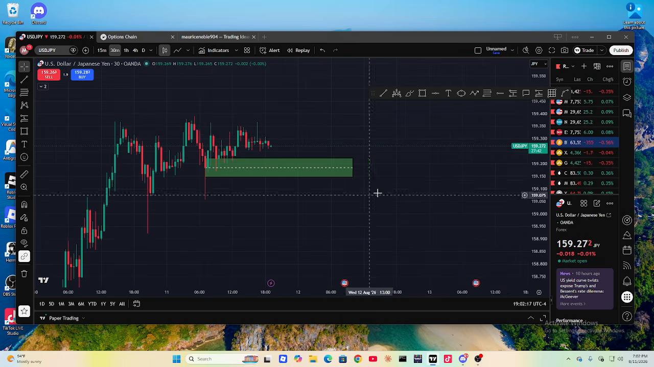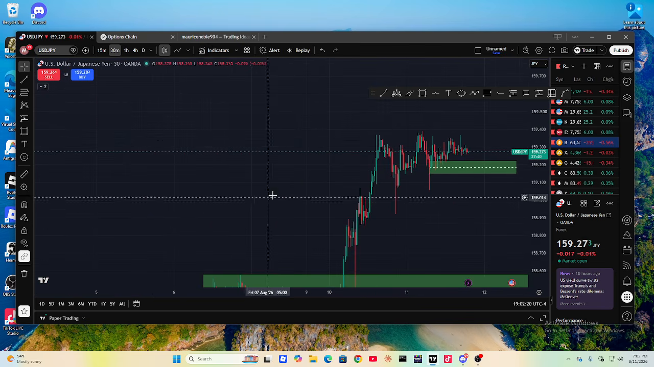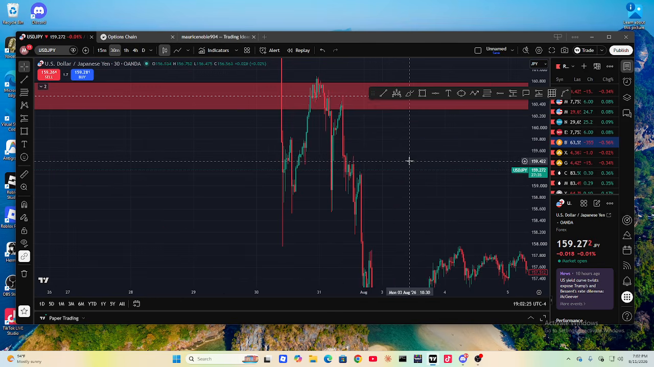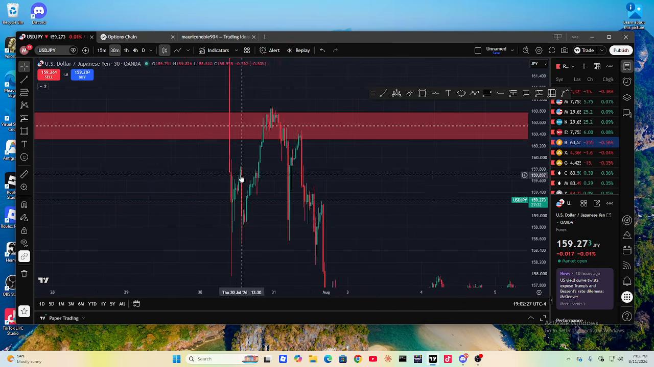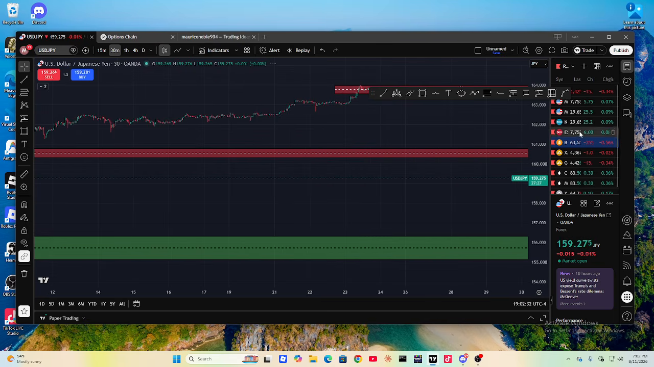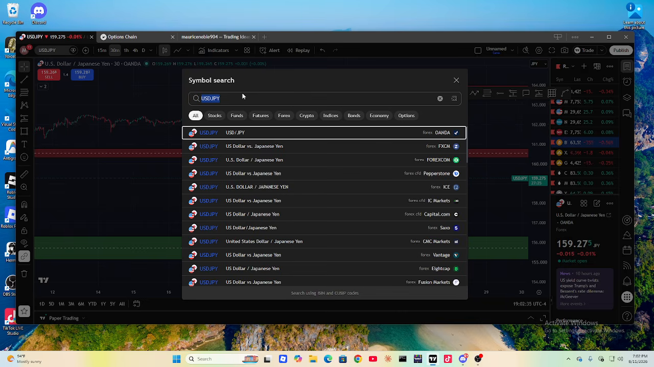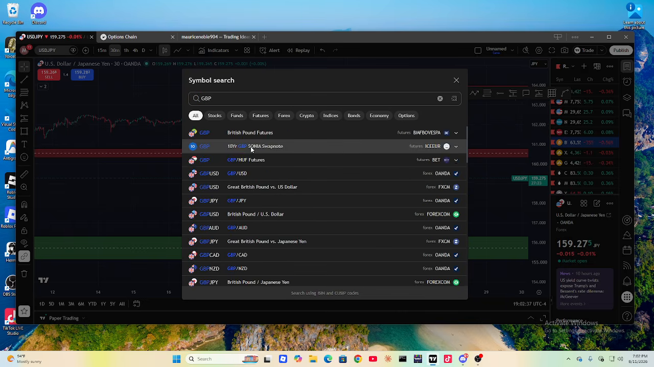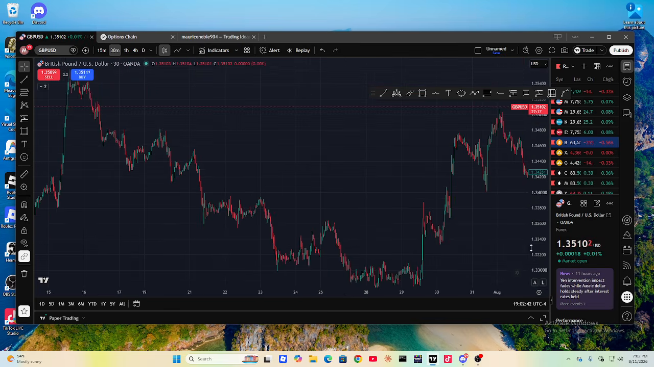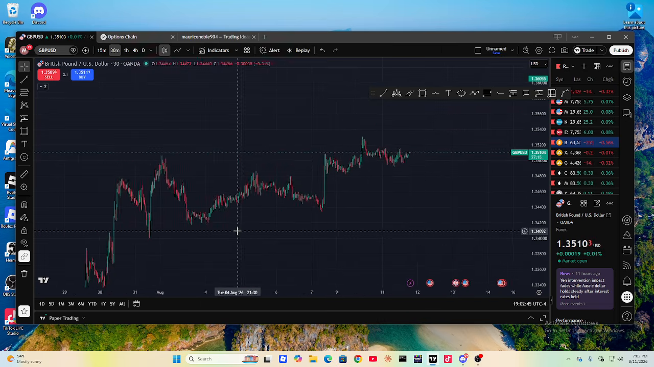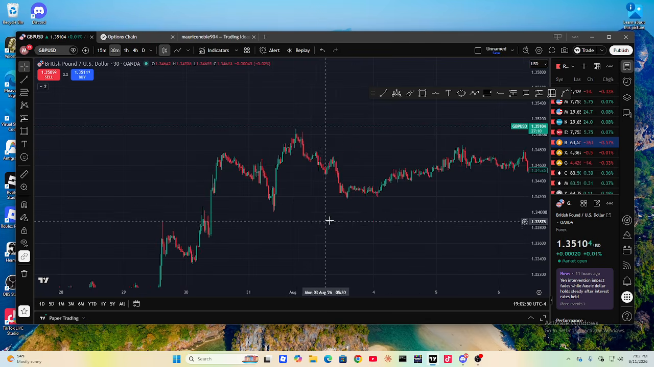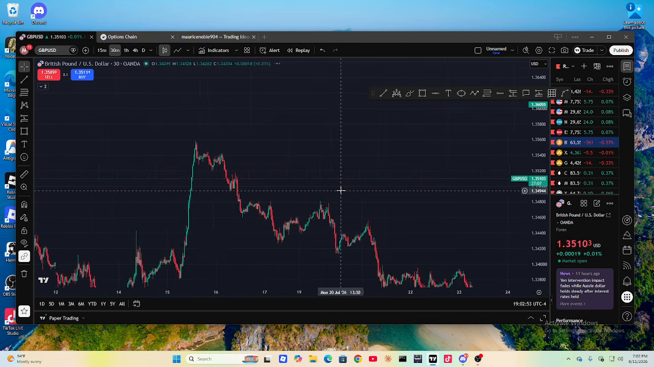Now for sales, it's the same concept. Sales is the same damn concept. So let's say price was here. Actually, let's find another chart that's actually in sales so it can look better. Real quick, I think GBP is in sales right now. All right, same thing. GBP is actually in buys. So we'll use this for an example.